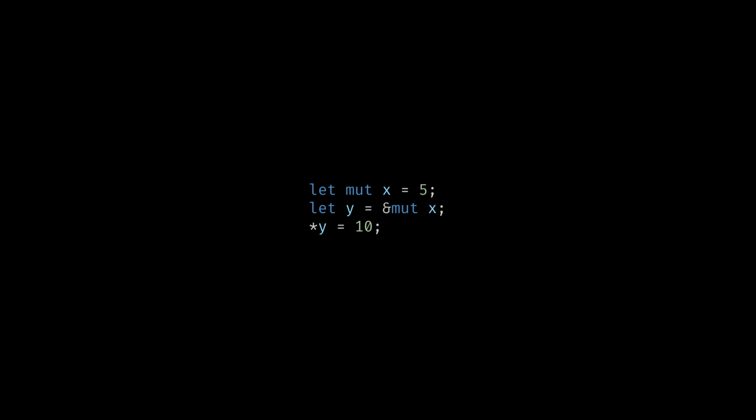In this example, x is a mutable variable of type i32 with a value of 5. y is a mutable reference to x. The &mut operator creates a mutable reference to the value of x. The reference y allows you to modify the value of x without taking ownership of it. This behavior is a bit similar to how we use pointers in other languages.